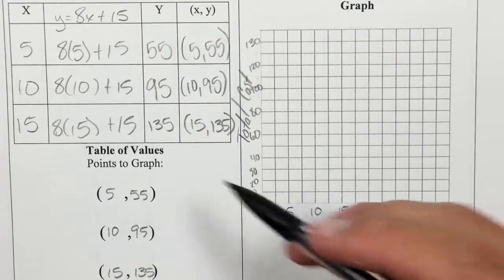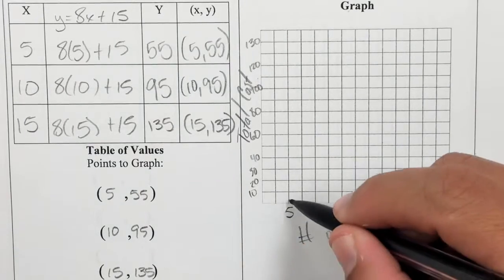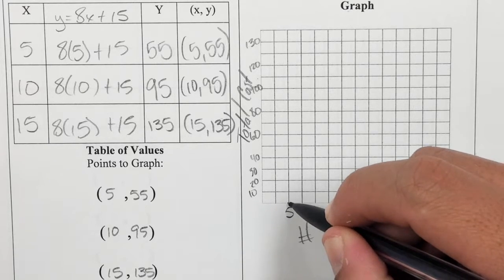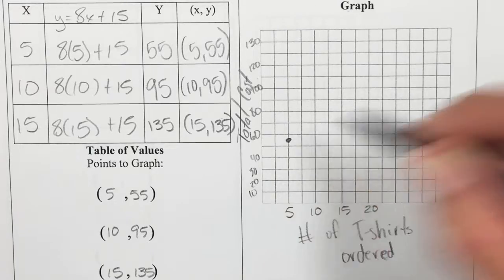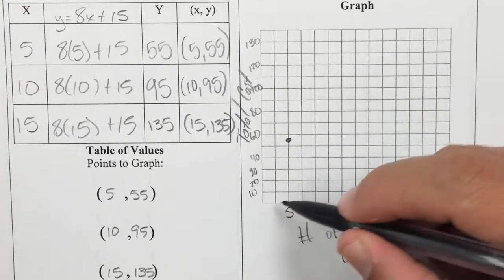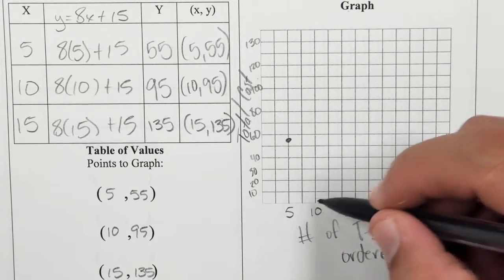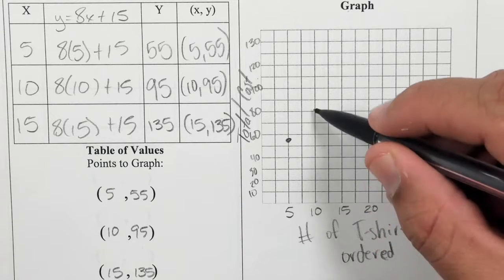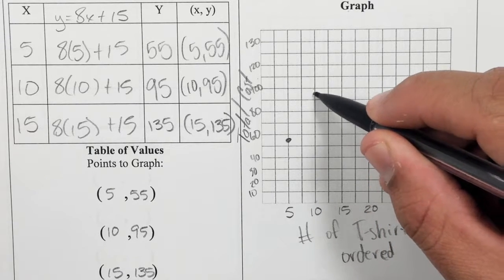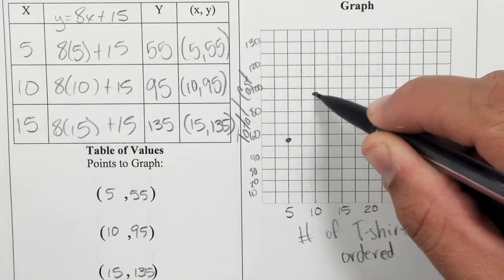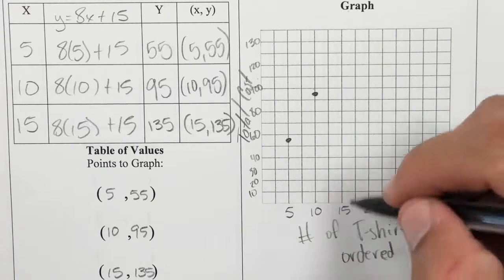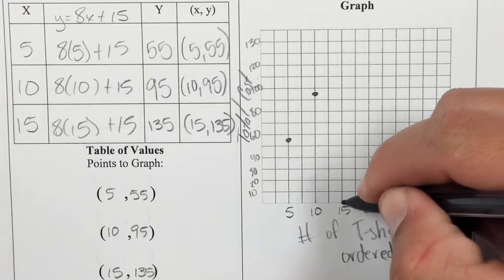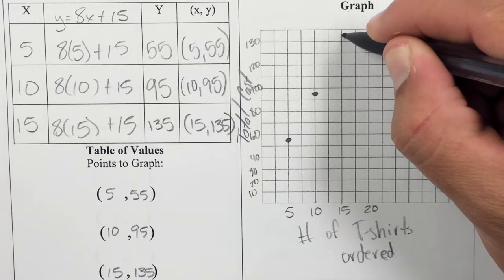So we graph it. We got 5, 55. So at 5 t-shirts ordered, it's going to cost us, there's 40, 55. Okay. At 10 t-shirts ordered, it's 95. So there's 10, there's 100, come down halfway, and that'd be 95. And then at 15, it's 135. So we just looked at 15, go all the way up to 130 and halfway.